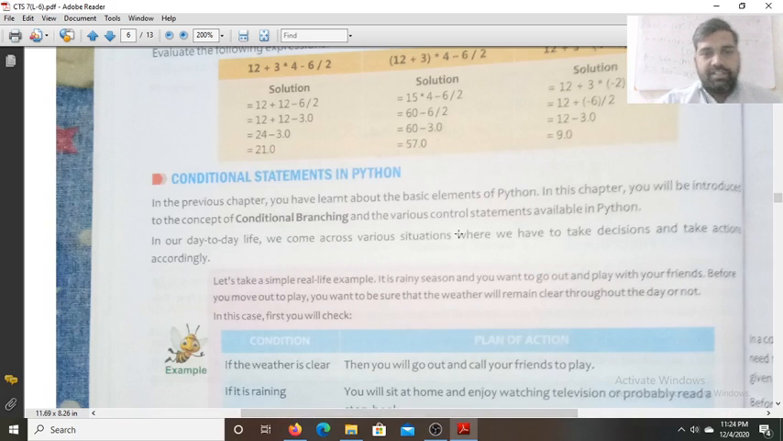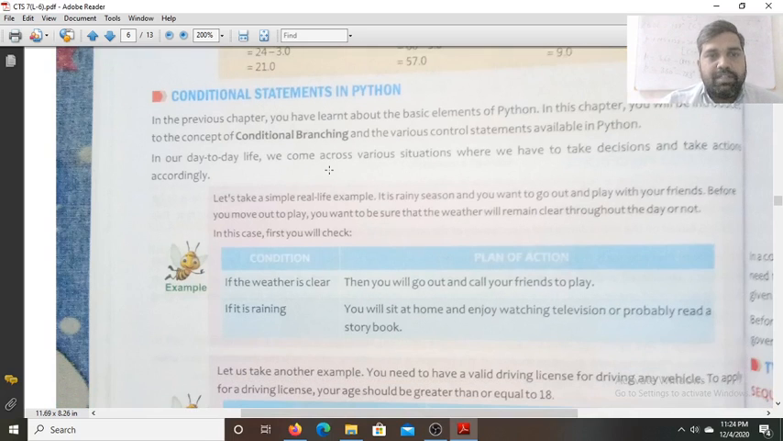Now you can see the conditional statement in Python. In the previous chapter, you have learned about the basic elements of Python. In this chapter, you will be introduced to the concept of conditional branching and the various control statements available in Python.